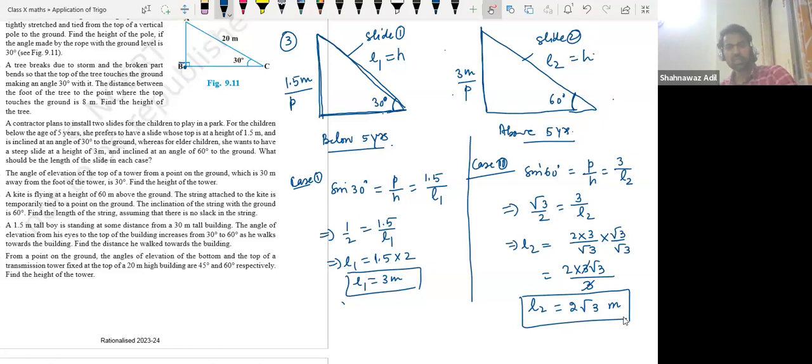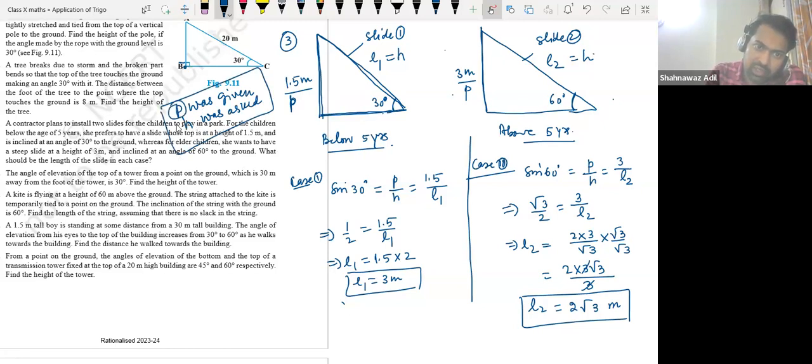So in this case, what were the given values? Perpendicular was given, and they were asking for the hypotenuse, right? So we need to relate P and H. What relates P and H? Sine. That is why we used sine theta, because we wanted to relate perpendicular and hypotenuse.